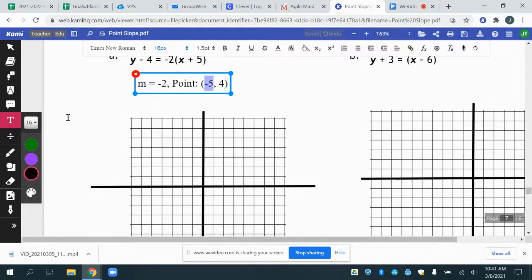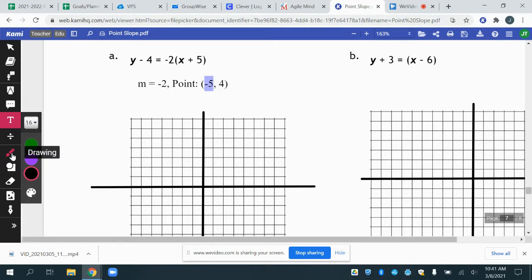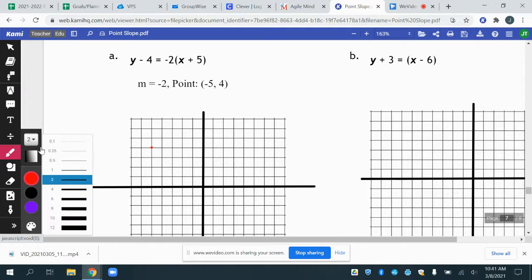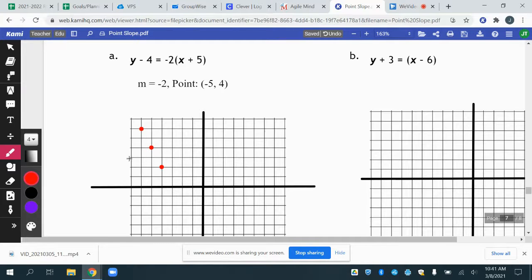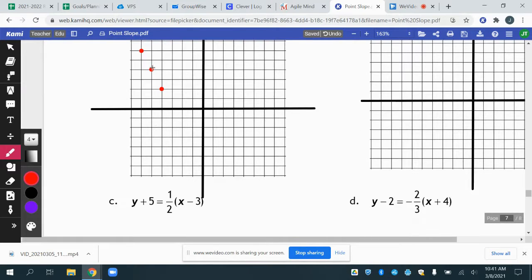Let's see. Here's how I would graph it. Point negative 5, 4. 1, 2, 3, 4, 5. 1, 2, 3, 4. Make that bigger. And now I just need to make a line that goes over 1 and down 2. Over 1 and down 2. Like so. It goes through this point.